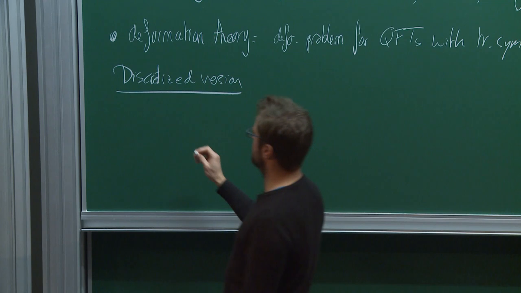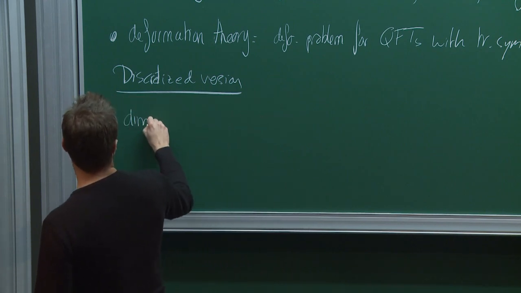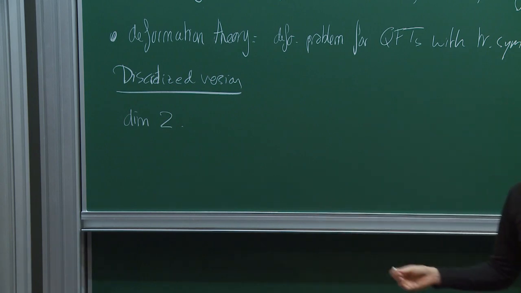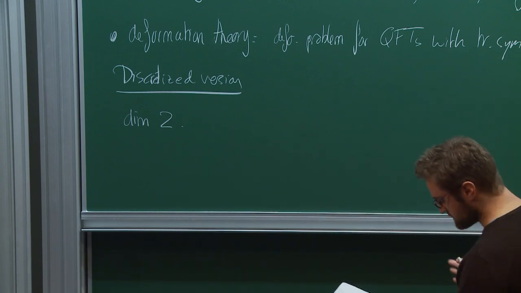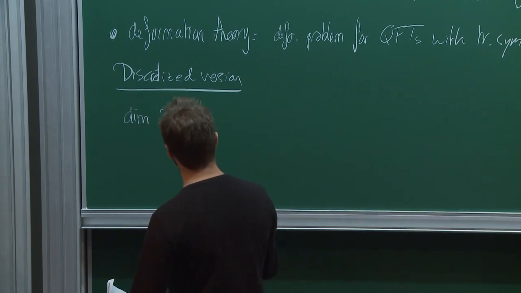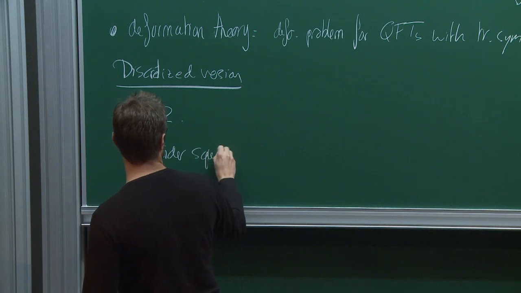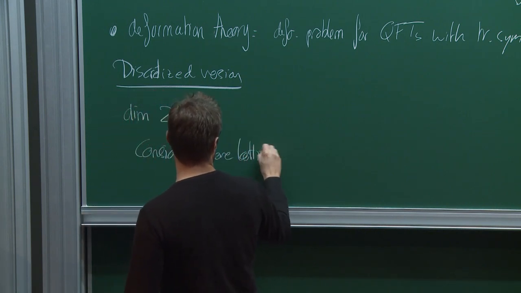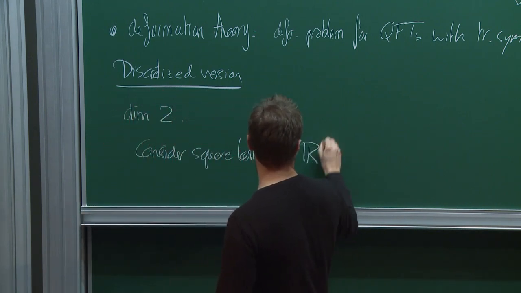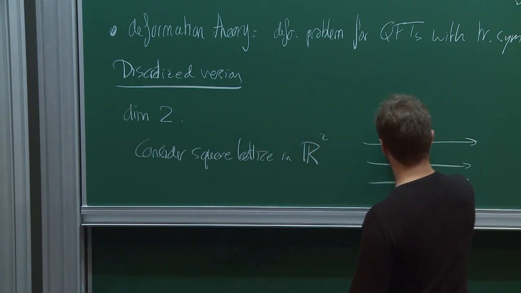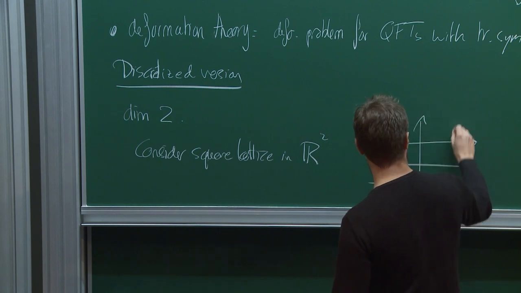I'll state everything in dimension 2, even though everything works in any dimension, it's just easier to draw pictures on the board. So here is what I'm going to do. We consider a square lattice in R2. And it's going to be oriented. So it's an infinite graph, if you want.